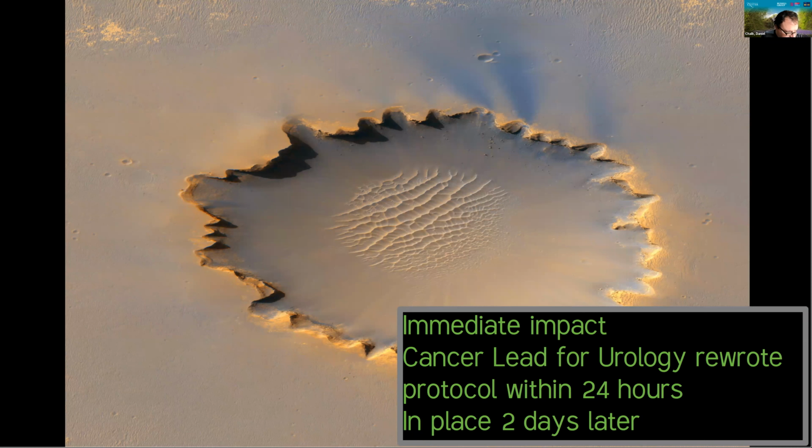And this was so stark that it had an immediate impact as I was sat there, and we tested this in the model. Basically, the cancer lead for urology got up and said, I'm going off now to rewrite this protocol, and we are making this change. And he did that, and 24 hours later, he emailed me and said, we've rewritten the protocol. I think that was on the Friday. We're putting this in place from Monday, and we're going to do things this way now. I've never seen anything where it was such a stark result that caused such an immediate impact.